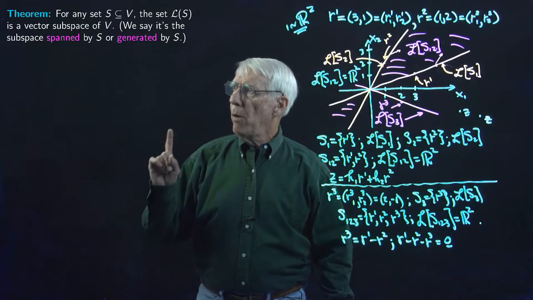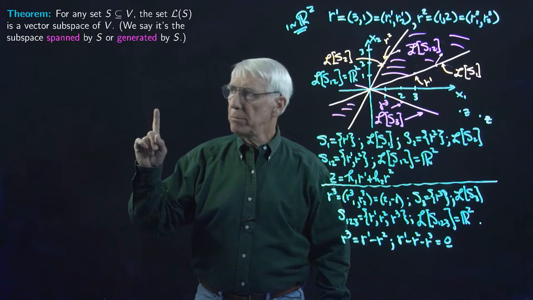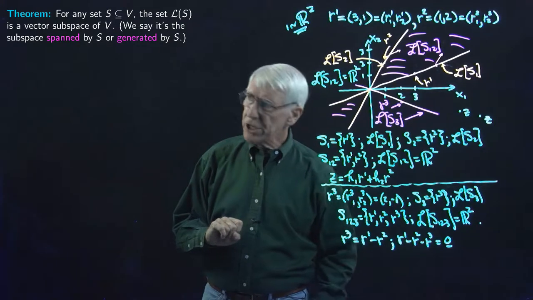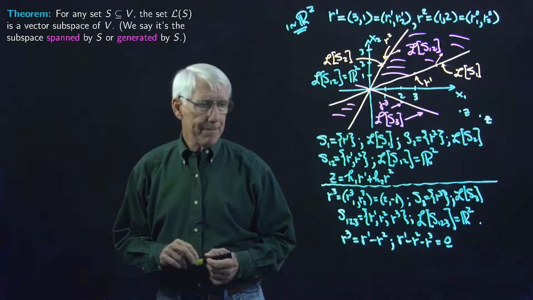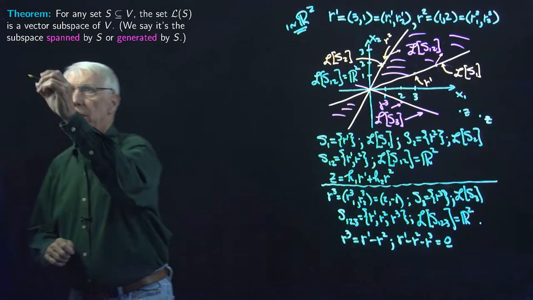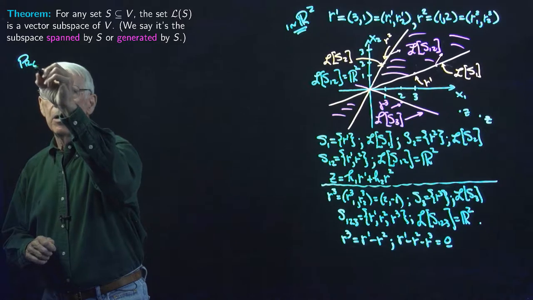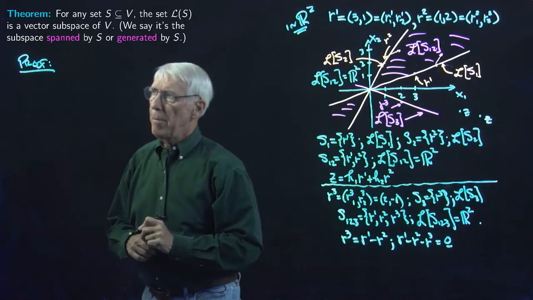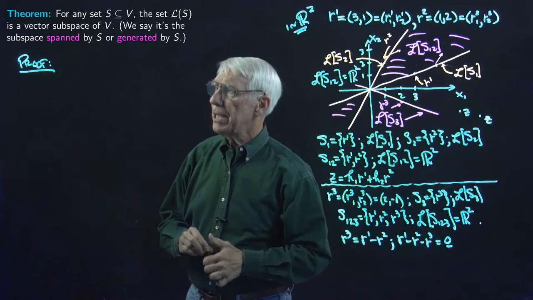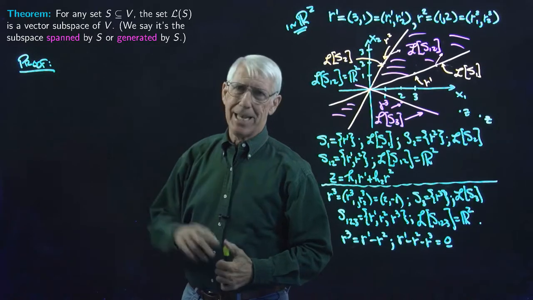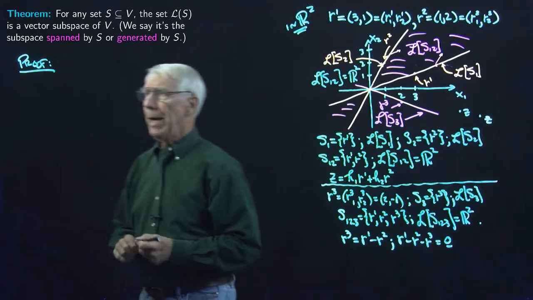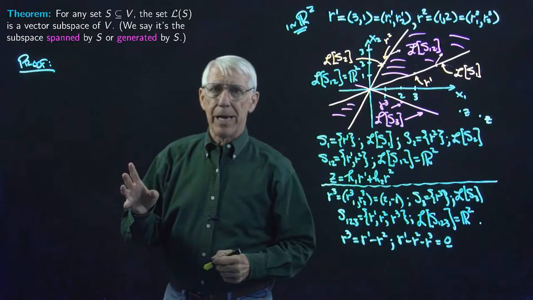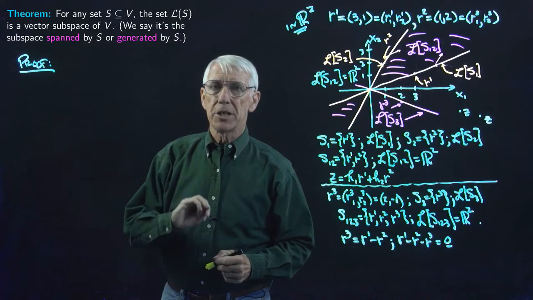So what we want to do now is we want to see if we can prove this theorem. So let me start the proof. Let's put over here, we're going to try to prove this theorem. Let's start the proof by saying, first, suppose that S is the empty set. So if S is the empty set, then L of S is the set consisting of the zero vector.